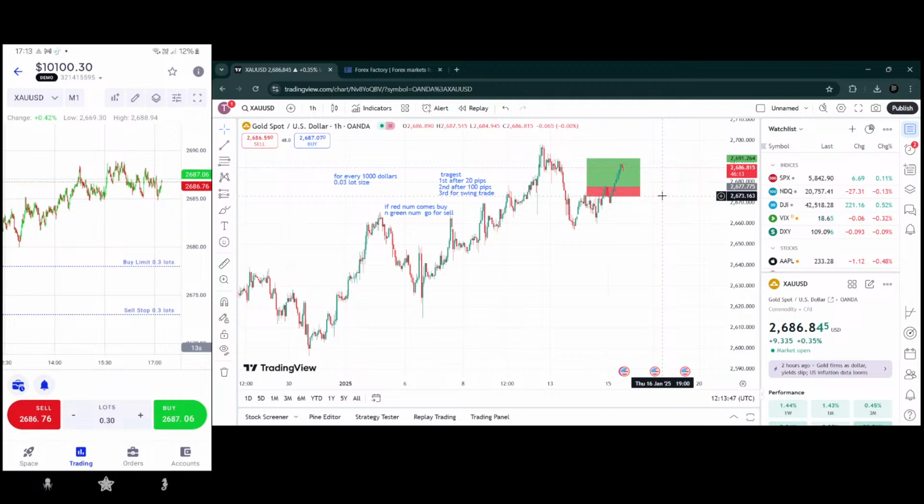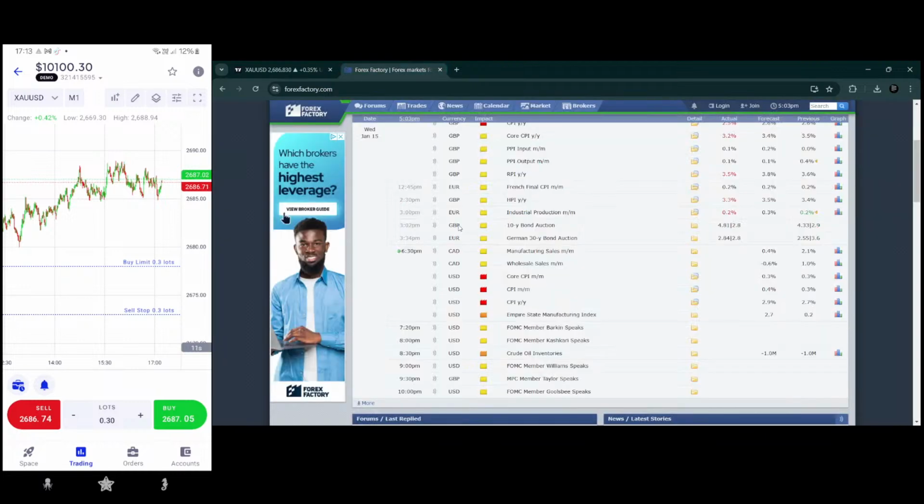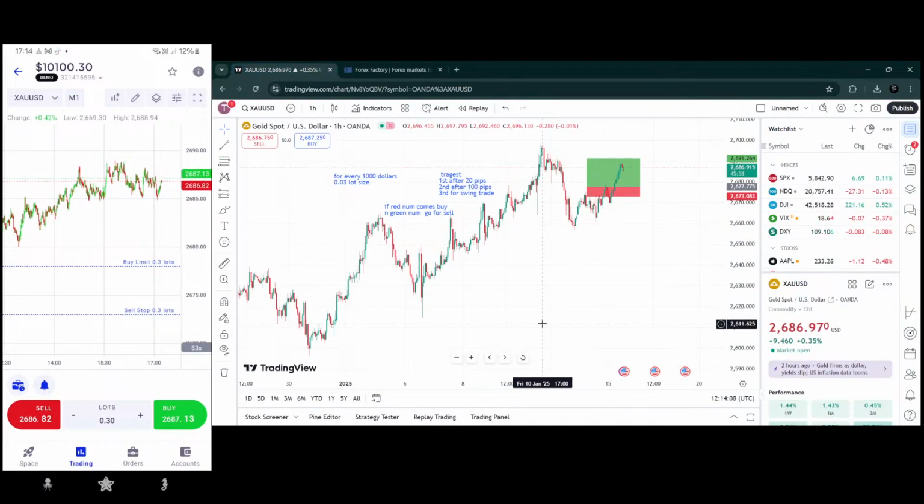Because when the news comes, if you go to Forex Factory, there are three big news coming out. The yellow is not impactful news, orange is middle, and the reds, these are dangerous. These can move the market very fast. So for every $1,000, use 0.03 lot size.